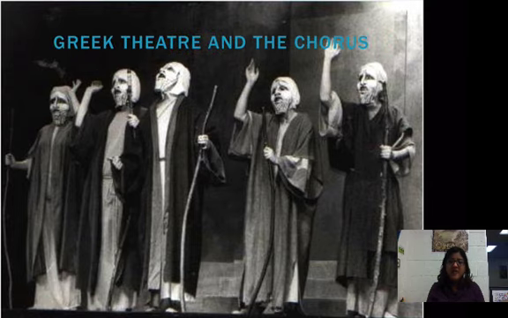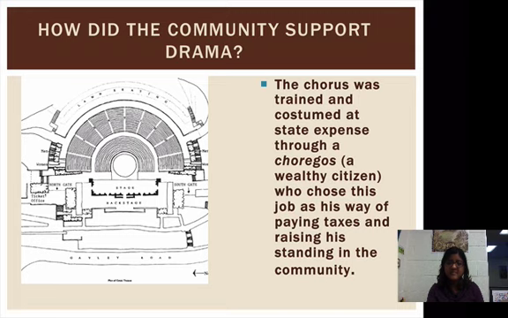So let's talk about the chorus in the Greek theater, because that's a major part of Greek theater. The chorus were trained and costumed at the expense of the state, and they were paid for by the wealthy citizens of the city, and that was the way that wealthy citizens would pay their dues to the community. And that's how a lot of drama was funded in that time.